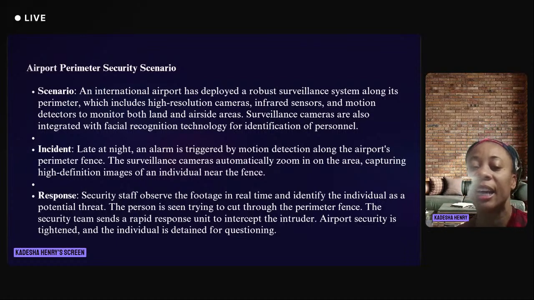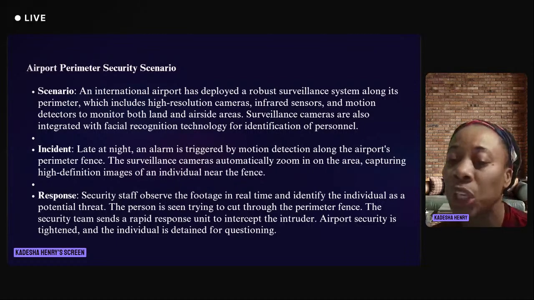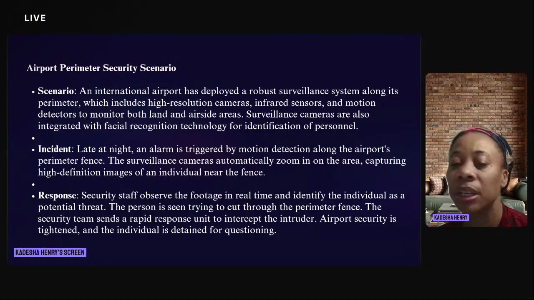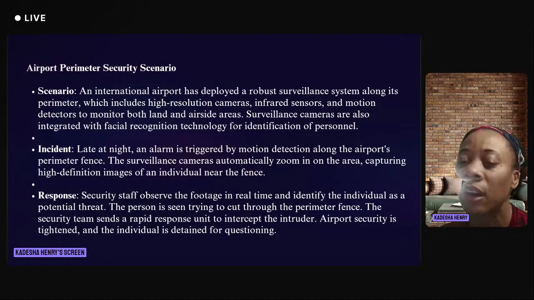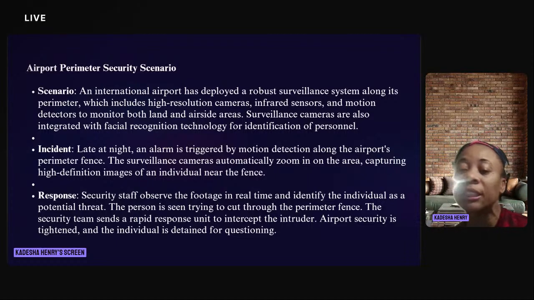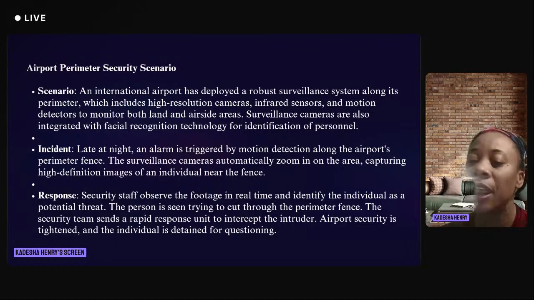Incident: late at night, an alarm is triggered by a motion detector along the airport perimeter fence. The surveillance camera automatically zooms in on the area, capturing a high definition image of an individual near the fence. Response: security staff observe the footage in real time and identify the individual as a potential threat.